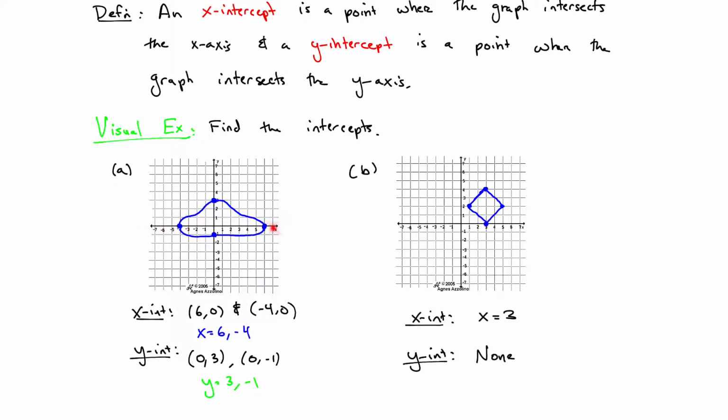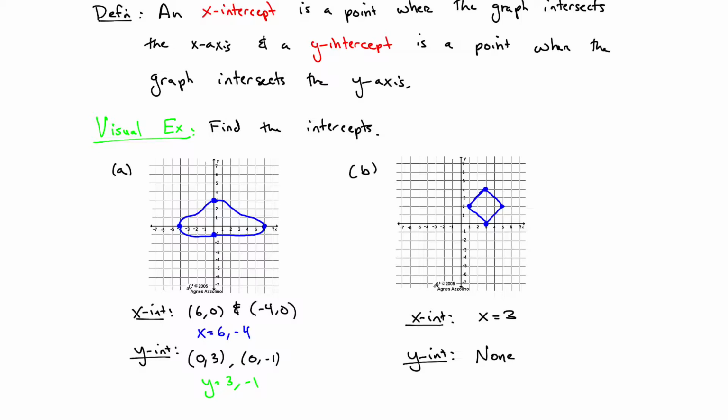With regards to the x-intercepts on both of these graphs, what's something that stays consistent on all of them? So this is the point negative 4, 0. This is the point 6, 0. And this is the point 3, 0. They all have a y value of 0. And that makes sense. If you're crossing the x-axis, your y value is 0. If you're crossing the y-axis, your x value is 0.